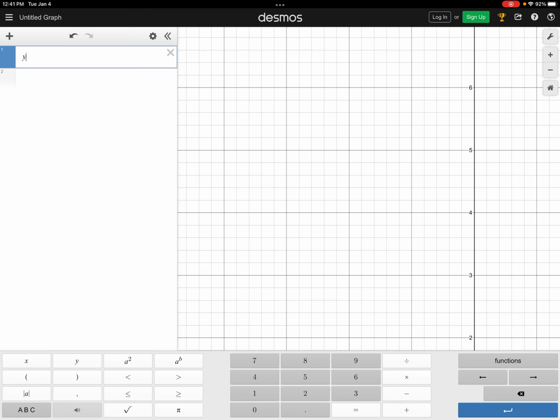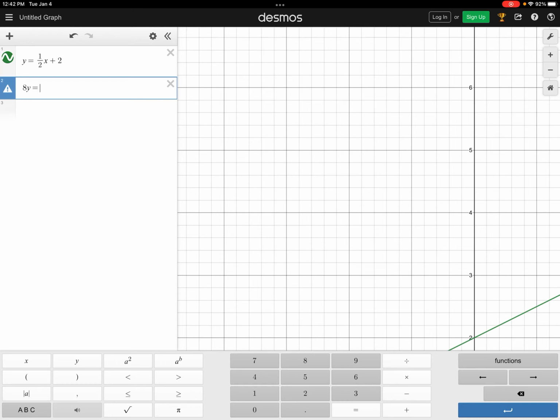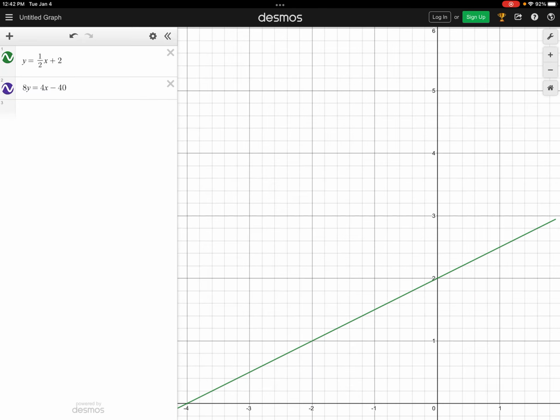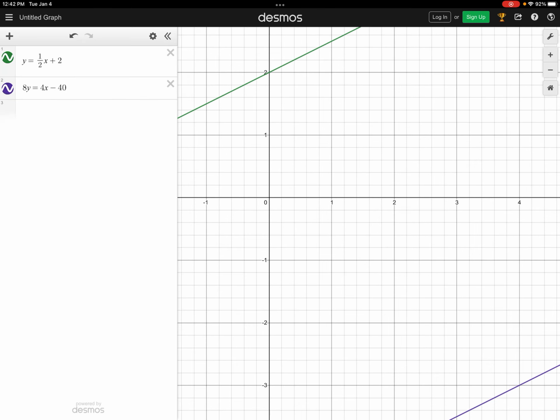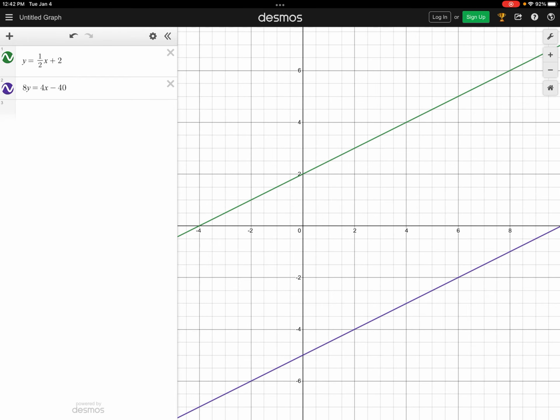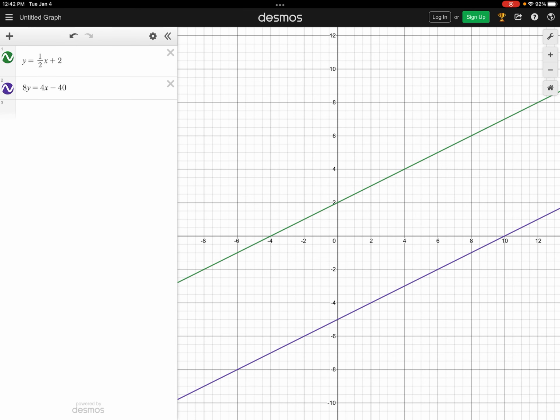This one was y equals 1/2 of x plus 2. And this other one was 8y equals 4x minus 40. All right, so my graph is really not in the right place right now, but that's fine. I can just go ahead and drag my finger and try and find the lines. I see it's minus 40, which kind of looks like it might be pretty far down there. But look, there we have it.